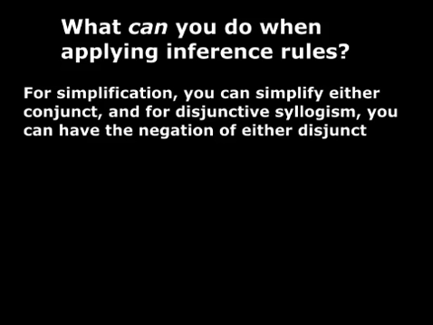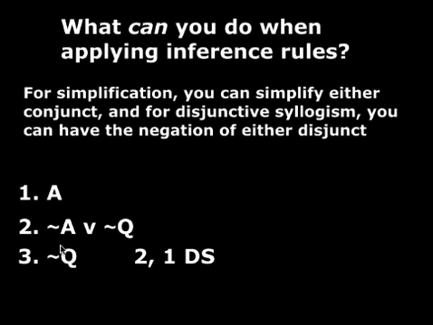Some more stuff you can do. For simplification, you can simplify either conjunct. I already kind of talked about that. In fact, we saw an example where we simplified both conjuncts off, the first and the second. For disjunctive syllogism, you can have the negation of either disjunct. So for example, in this case, disjunction, negation of the first disjunct, so we're deriving the second. But you could also have, as in this case, the negation of the second disjunct, and you derive the first. Either of those is fine.